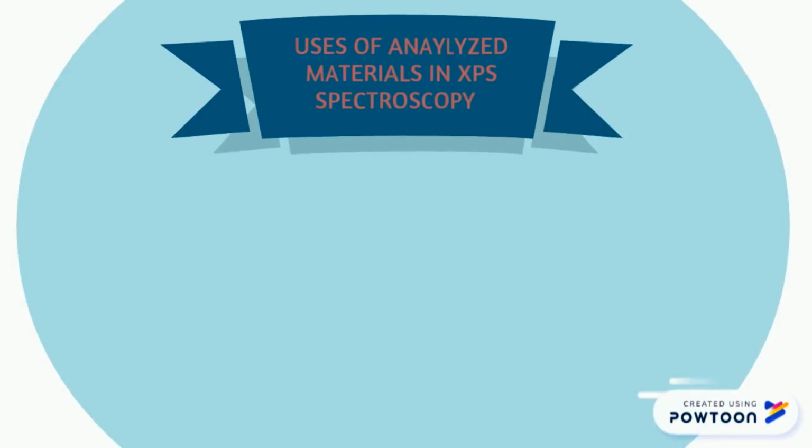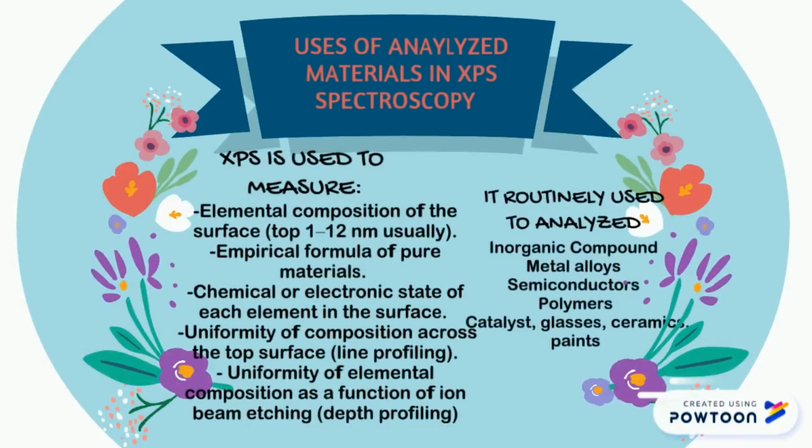Uses of analyzed materials in XPS spectroscopy. XPS is used to measure the elemental composition of the surface, the empirical formula of pure materials, the chemical or electronic states of each element in the surface, uniformity of composition across the top surface (line profiling), and uniformity of elemental composition as a function of depth, using ion beam etching (depth profiling). It's routinely used to analyze inorganic compounds, metal alloys, semiconductors, polymers, catalysts, glasses, ceramics, and paints.